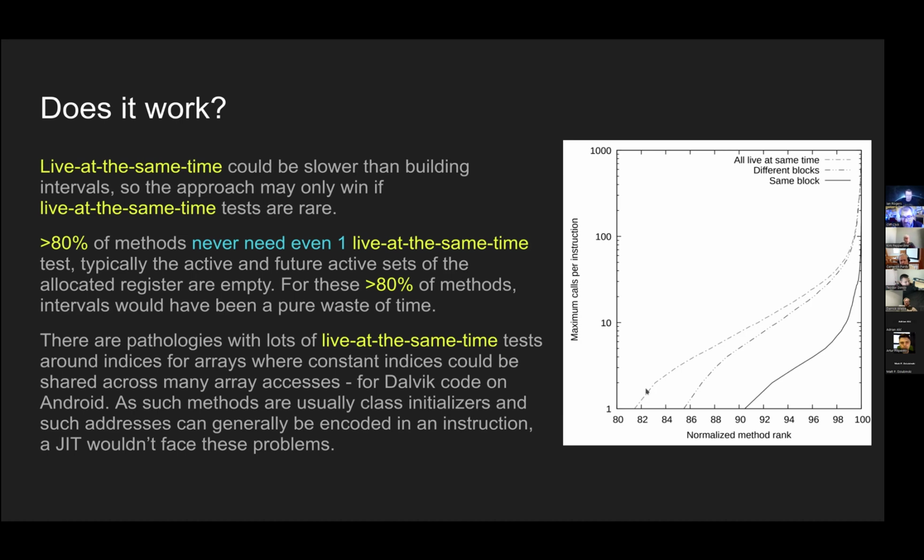So if you're compiling an access method, you're generating a get field, it's going into a register, you put it in that register, it's used by a return, job done. I never needed to ask, the value I'm putting into a register, is it live at the same time as anything else? It never happened. And so for compiling the entirety of Android, which I would say was a fairly large data set, for 80% of methods, you never even ask the question once.